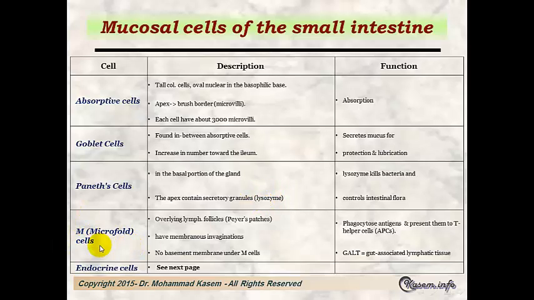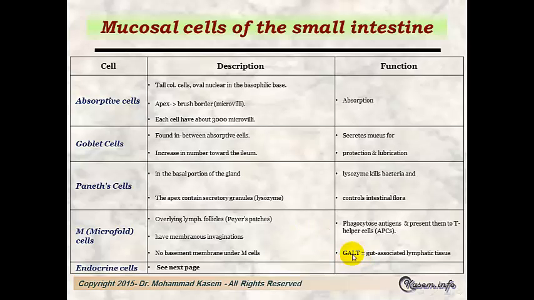Also, we'll find the M cells, the microfold cells. The microfold cells are small cells that cover the lymphatic follicles, the Peyer's patches, seen on the surface of Peyer's patches. They have membranous invaginations and no basement membrane under the M cells is seen. The function of these cells is as APC, or antigen presenting cells. They present the antigen to the T helper cells.